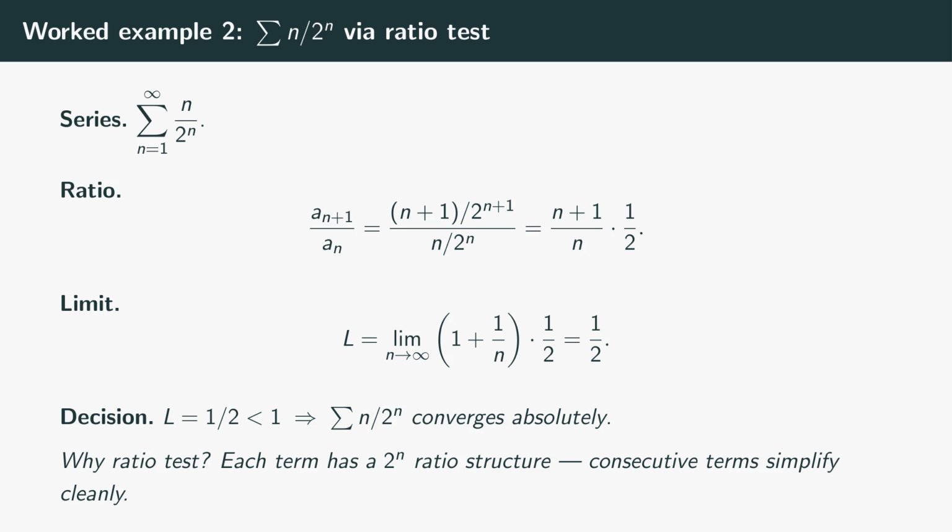Why was the ratio test the right tool? Because each term has an exponential 1 over 2 to the n factor, and consecutive terms simplify cleanly. The 2 to the n cancels nicely. Whenever you see factorials, exponentials, or products of powers of n, try the ratio test first.